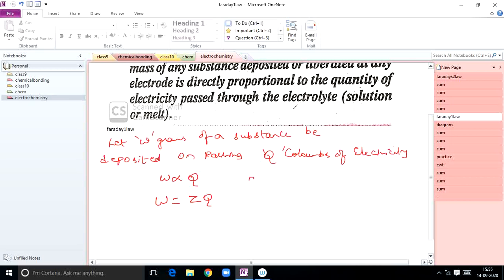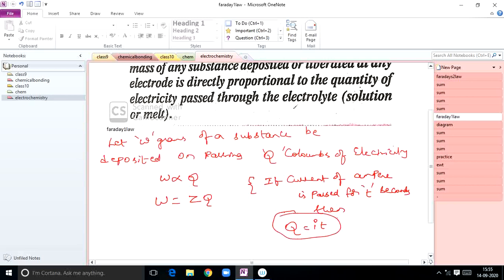See here, students, if a current of I ampere is passed for t seconds, then Q is equal to I into t. Then quantity of electricity in coulombs. Q represents the quantity of electricity in coulombs, which is equal to I into t.